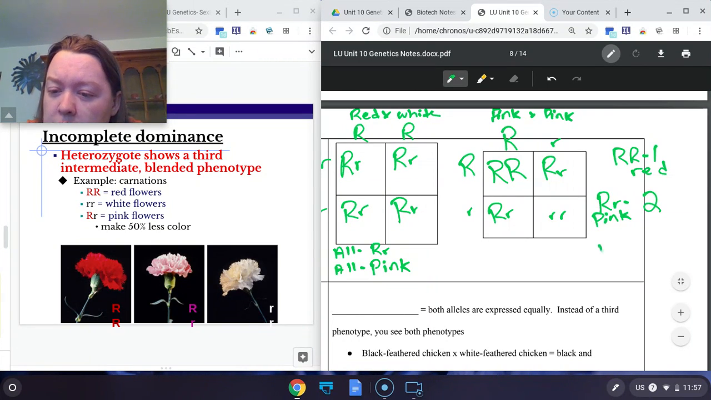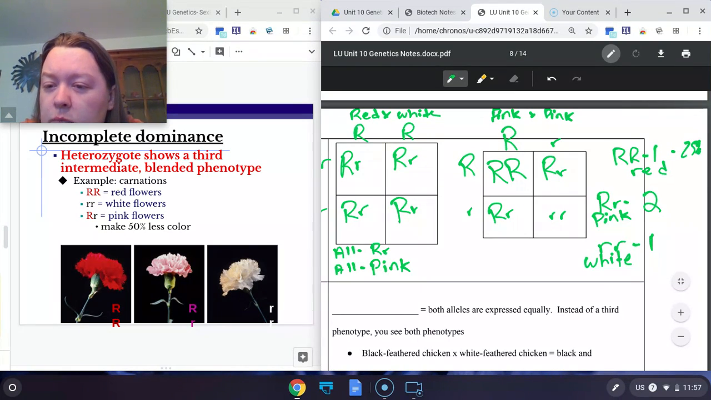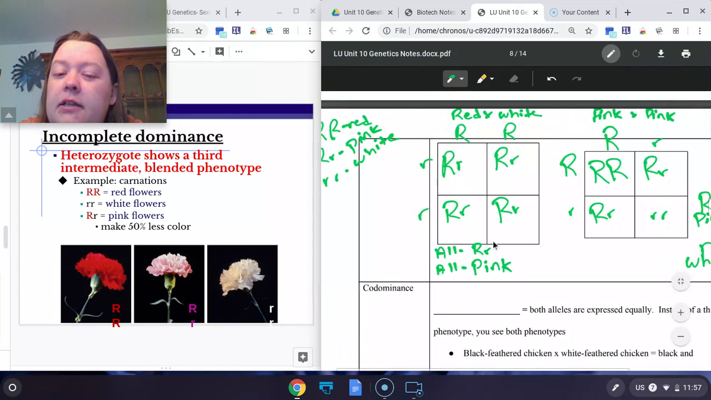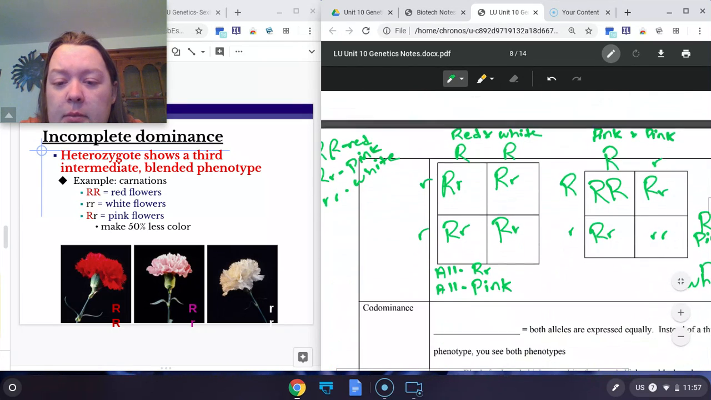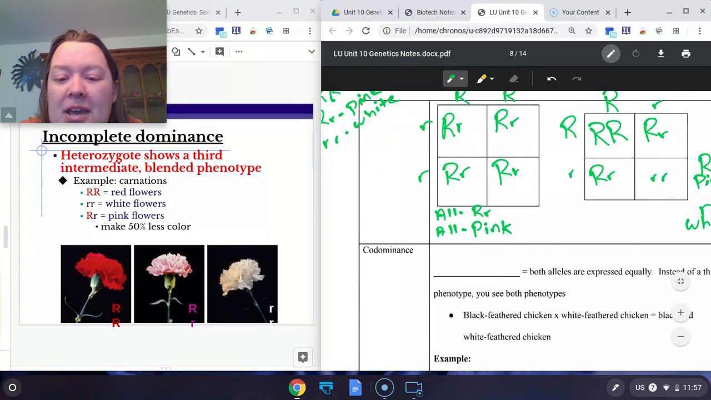In this case, I also have little r. I have 1, and that flower is going to be white. So here, I know that there's a 25% chance that the flower is going to be red, a 50% chance that the flower will be pink, and a 25% chance that the flower will be white. Again, this is incomplete dominance, which looks like mixing.